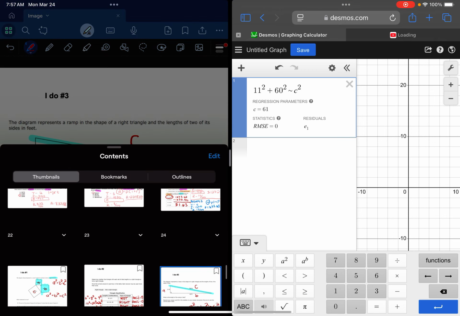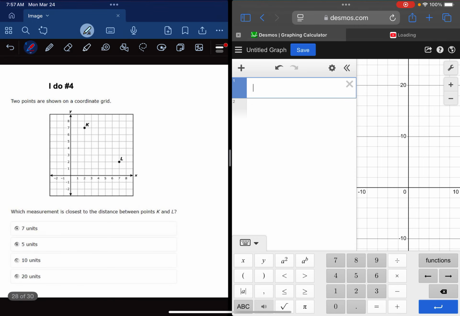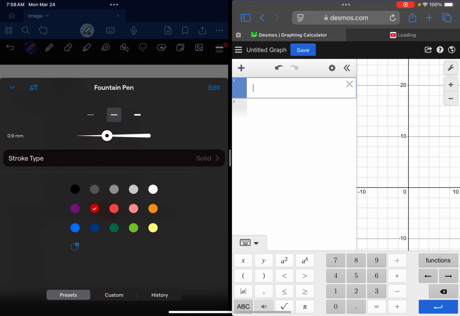Okay, I'm going to go into I do number 4. I do number 4 says 2 points are shown on the coordinate grid. Which measurement is closest to the distance between points K and L? So when we see that word distance, we know we're looking for C. I'm going to go ahead and connect these two. And in order to find the distance between these points, I have to create a right triangle. So I'm going to do that right now.